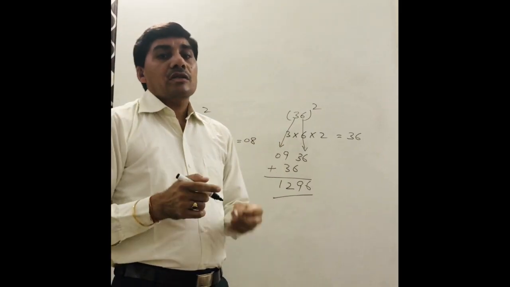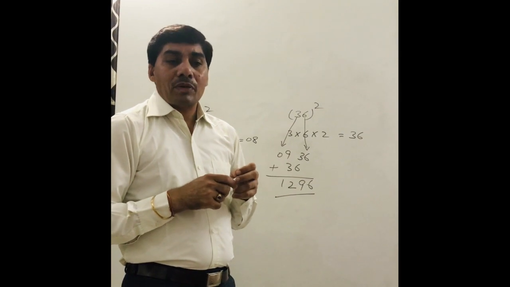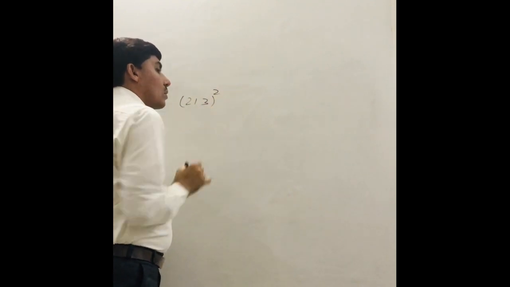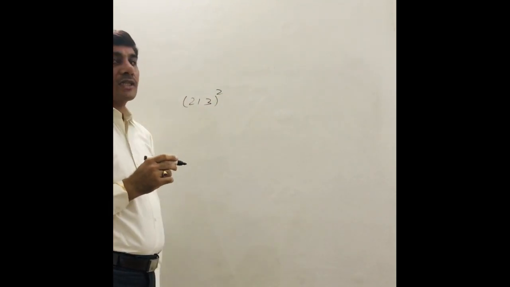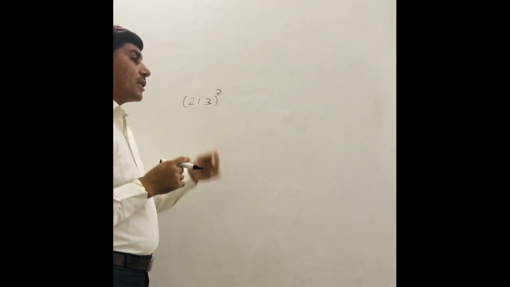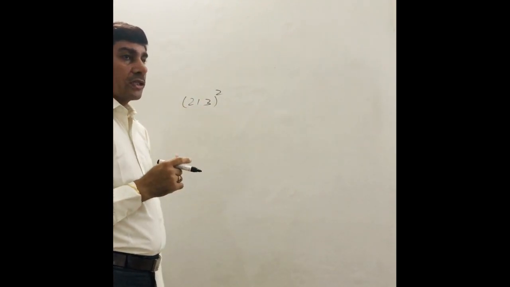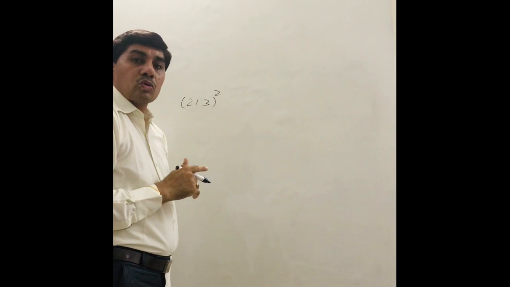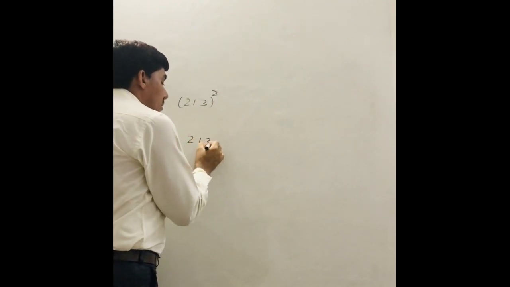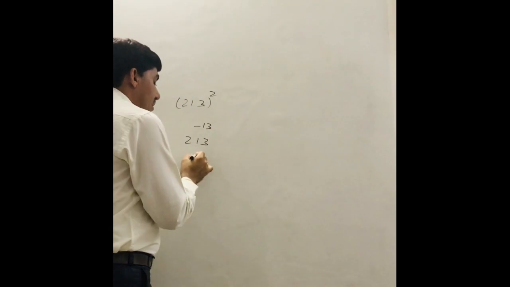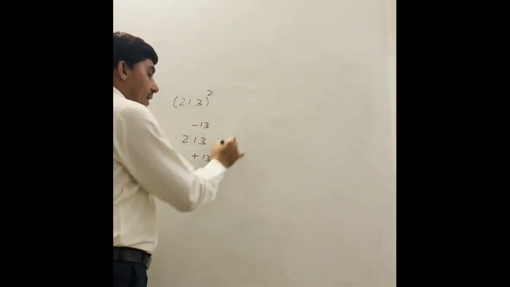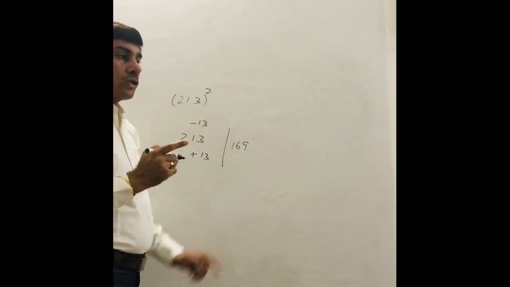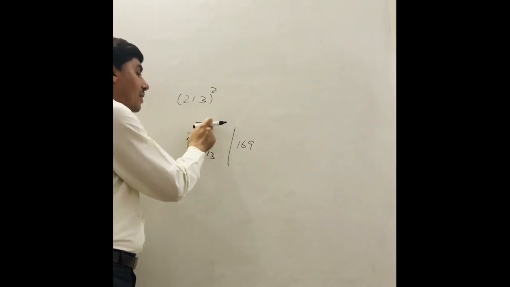Now we have to find the square of three-digit numbers. Let 213 be the number, and we have to find the square of 213. It is very complicated directly, but using the short tricks, we write that 213 is near to 200. So we subtract 13 and add 13 and write the 13 into 13 is 169. So in the next step, 213 minus 13 is 200.